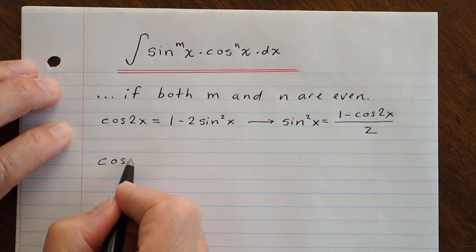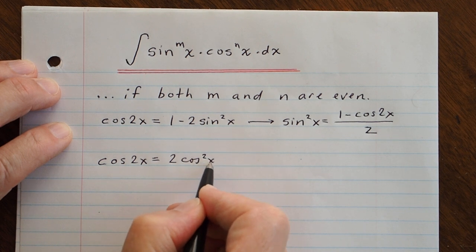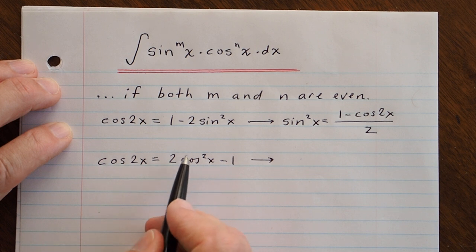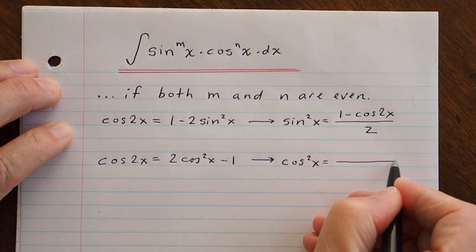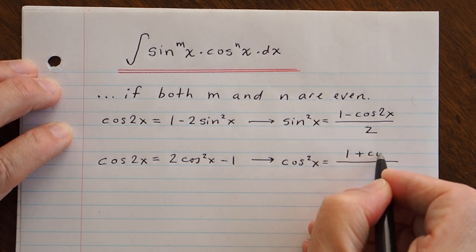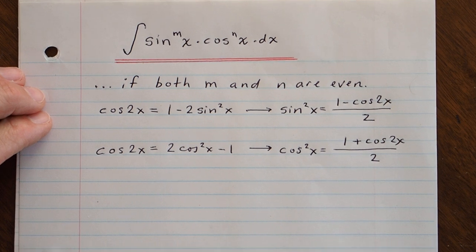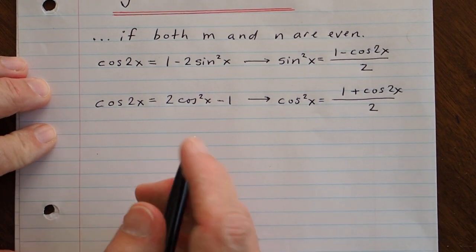Also, please recall the cos of 2x is 2 cos squared x minus 1. And if you take the time to solve this for cos squared x, you get cos squared x is 1 plus cos 2x over 2. You'll need these when solving integrals of the type we're discussing today.